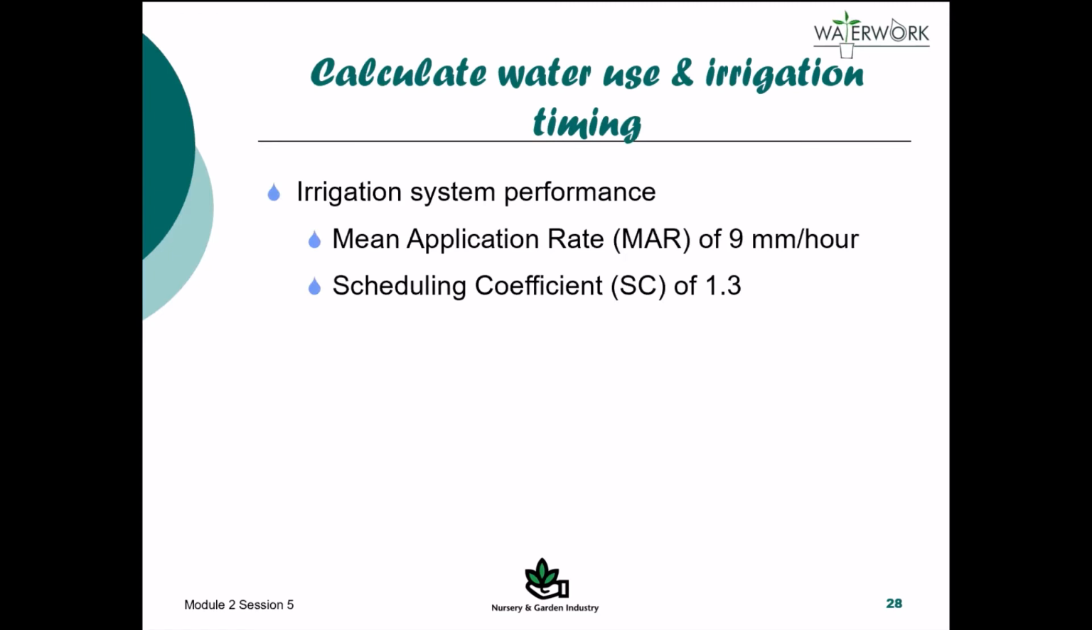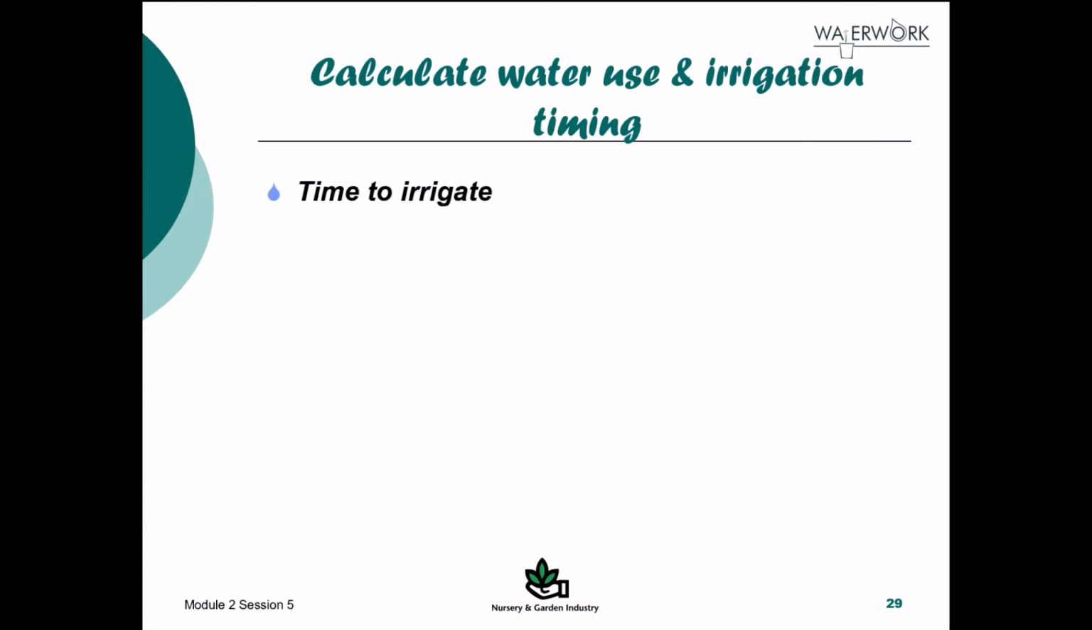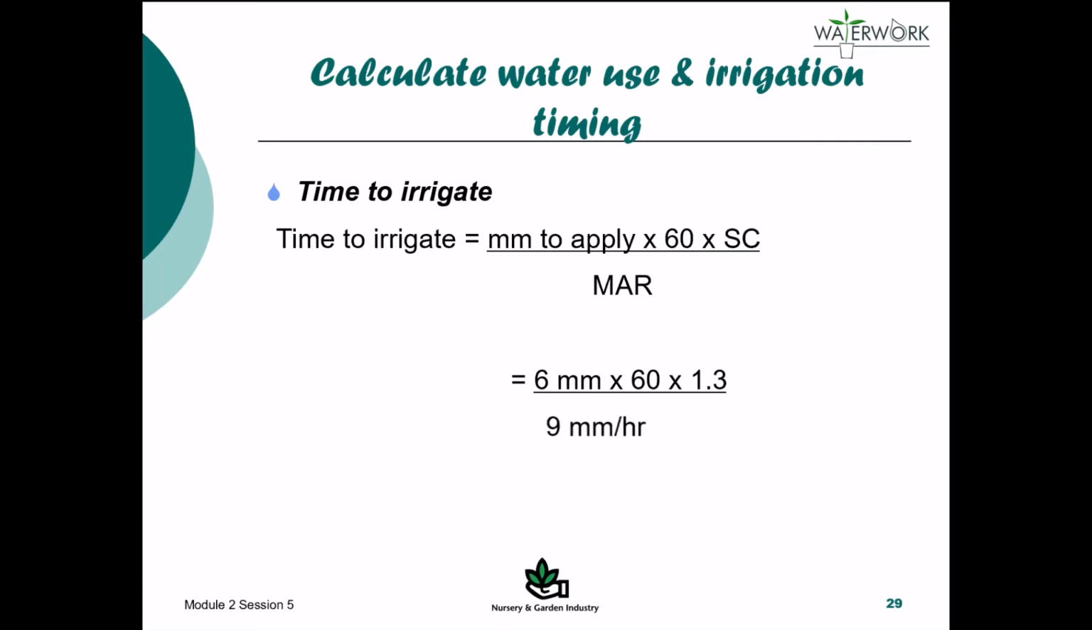The irrigation system in this example has a mean application rate of 9 millimetres per hour and a scheduling coefficient of 1.3 to water the driest container in the block. From this data, the runtime for the irrigation system can be calculated. The time to irrigate equals the millimetres to apply by 60 multiplied by the scheduling coefficient and divided by the mean application rate. The system would need to run for 52 minutes to replace 6 millimetres of water in the driest container.